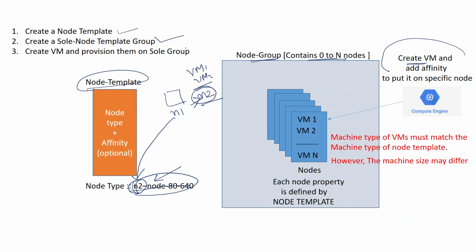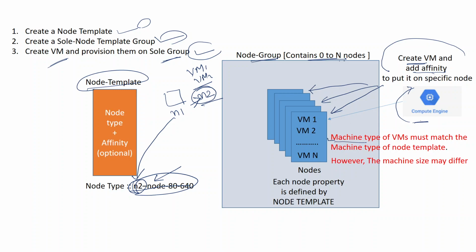Here I have told you that once we have created the node group and the template, the last phase is to create the VM. To create the VM, we use the Compute Engine, and at the time of creating the VM, we add the affinity. We add the affinity details on the Compute Engine, which will decide on which node it will be placed. So these are also important steps.